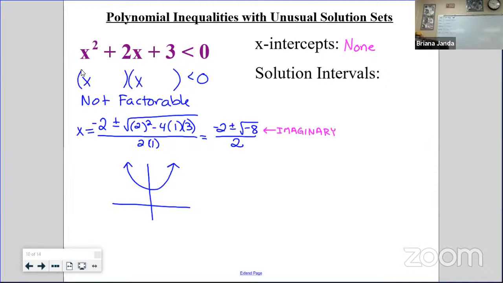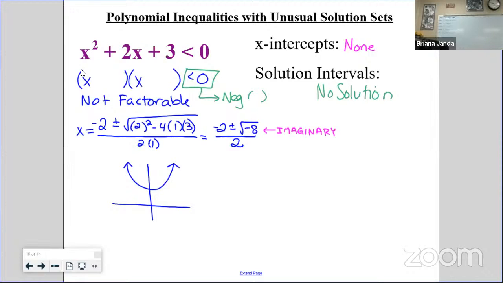My question is, where is this graph negative, right? Where is this graph negative? Nowhere. So it is okay to say no solution. There is no place that this graph will be less than 0. So there is no x values that I can plug in here that it would end up being less than 0. So this is a no solution.